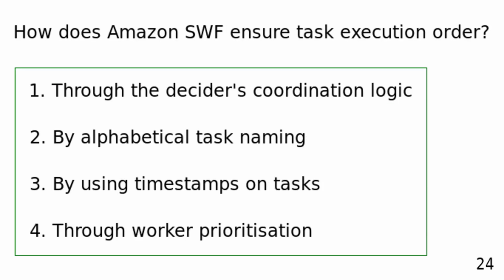How does Amazon SWF ensure task execution order? Through the decider's coordination logic. By alphabetical task naming. By using timestamps on tasks. Through worker prioritization.